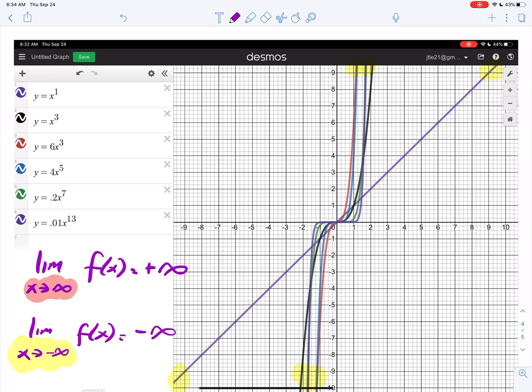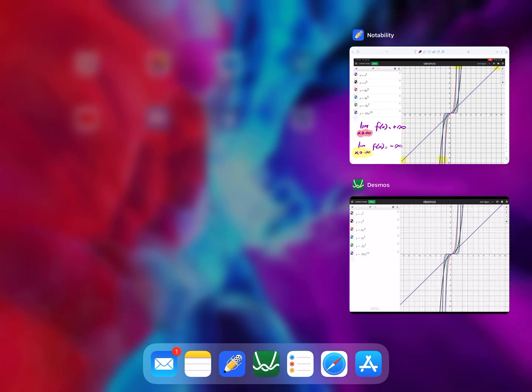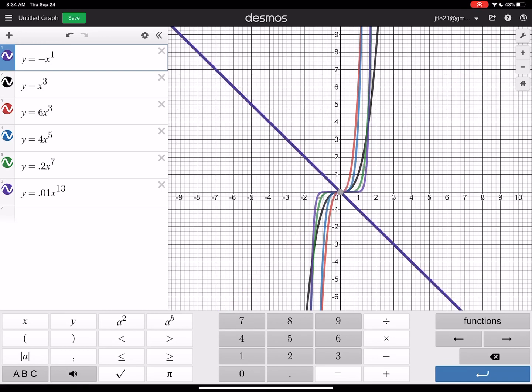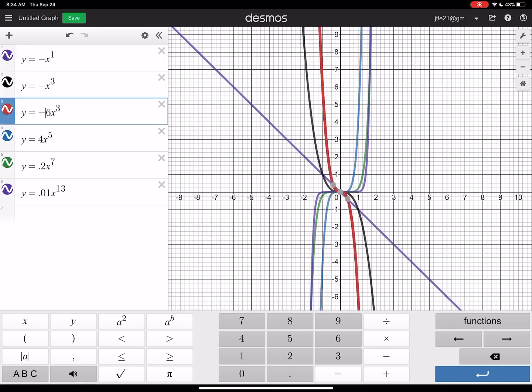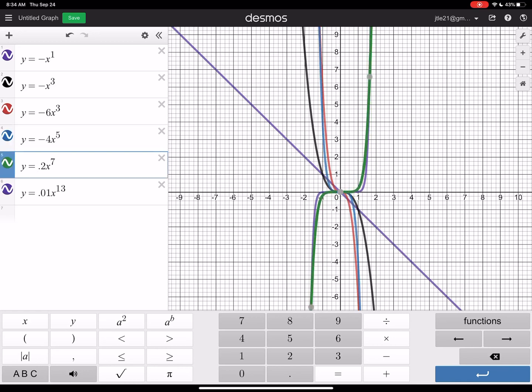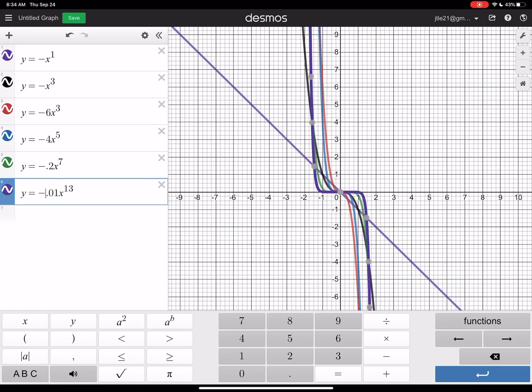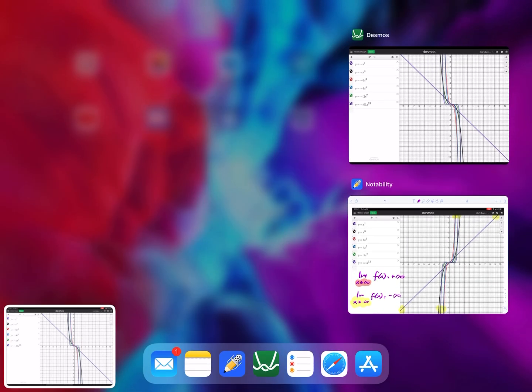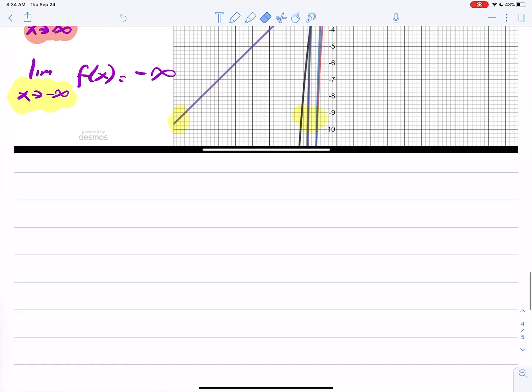But here's what I want you to think about. I'm going to flip the script a little bit. What I'm going to do is put a negative in the front of all of my functions here. So now, what changes? What's the limit of f of x as x approaches infinity and negative infinity?